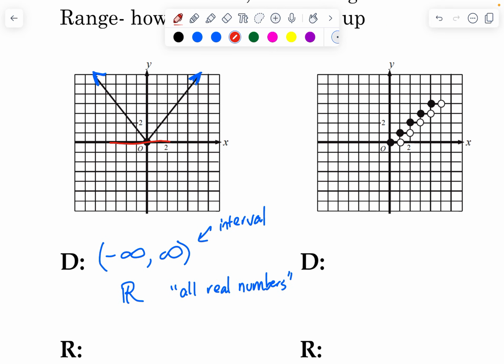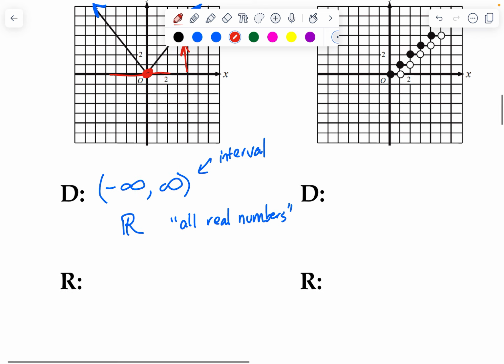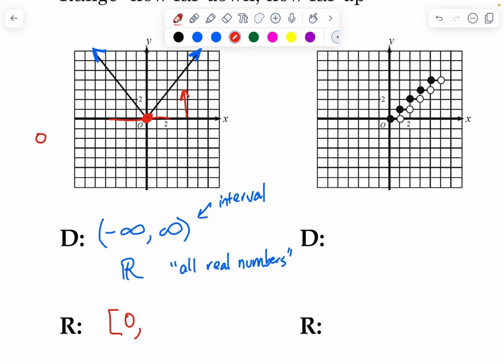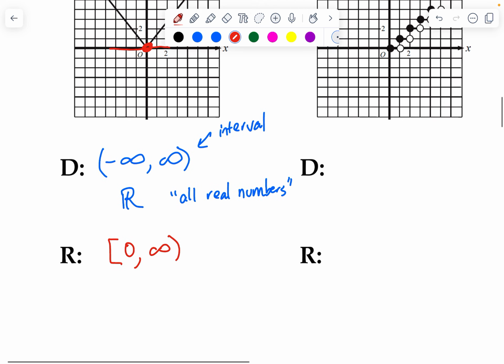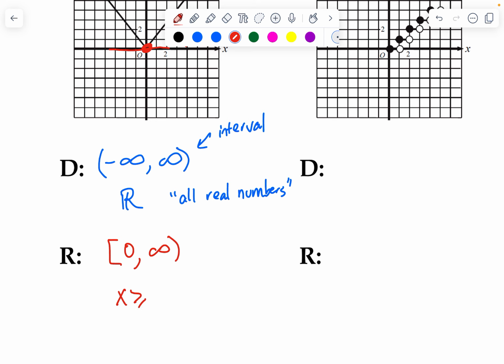Well, what I notice is that I'm including this y value here and then everything bigger. So in interval notation, I am including that, so I use a hard bracket on 0. If they didn't want me to include it, they would have made that an open circle, and they did not. And we're going from 0 to infinity.